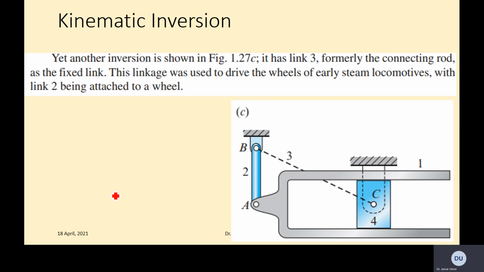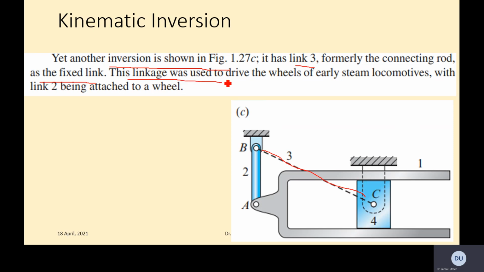This is the third kinematic inversion. Yet another is shown in figure 1.27c. It has link 3, formerly the connecting rod, as the fixed link. So link 3, this one, is the fixed link now.